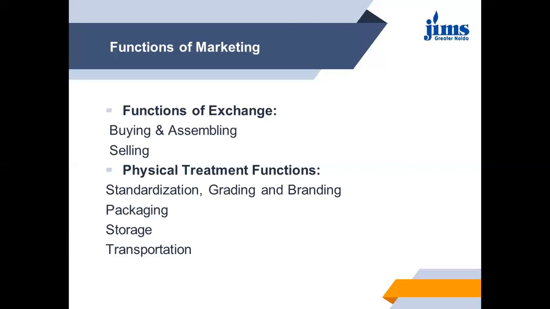Then comes the second category of functions of marketing, and that's physical treatment functions. When I talk about physical treatment functions, they're also called physical functions. Basically, they are related to the physical movement of goods produced from the factory to the warehouse, from the warehouse to the markets. So they begin with standardization, grading, and branding. This set of functions forms one group.